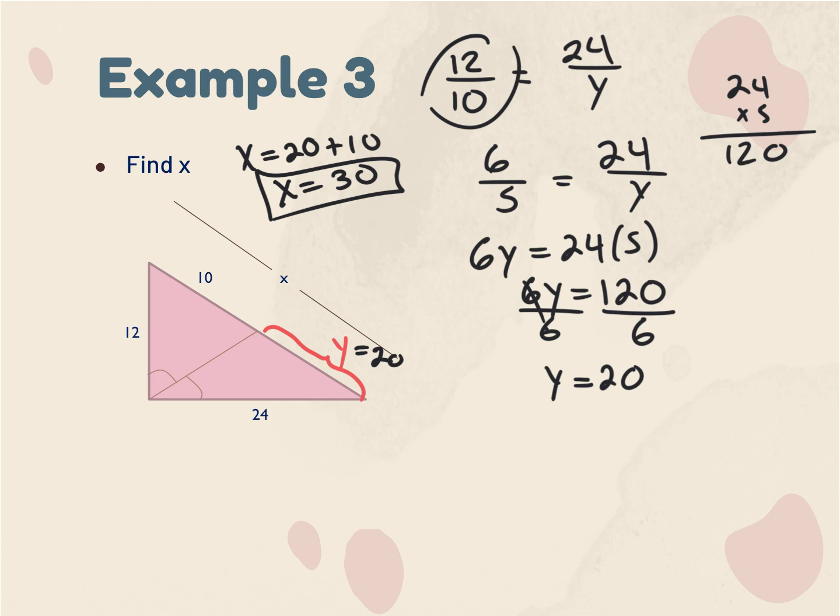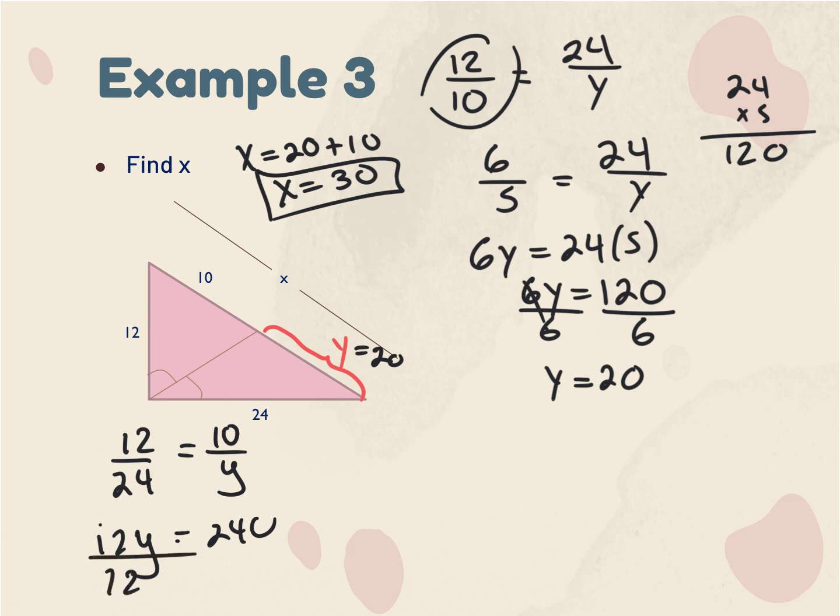Now, if you wanted to do it a different way, for example, setting it up differently, I'll just do it real quick on the bottom. You can set it up, let's say, as 12 over 24 equals 10 over Y. Again, I'm going to cross multiply here, so I'm going to get 12Y equals 240. I'll divide by 12, divide by 12. I end up with Y is equal to 20. So again, same thing, which will lead us at the end again to do 20 plus 10 to get the 30.